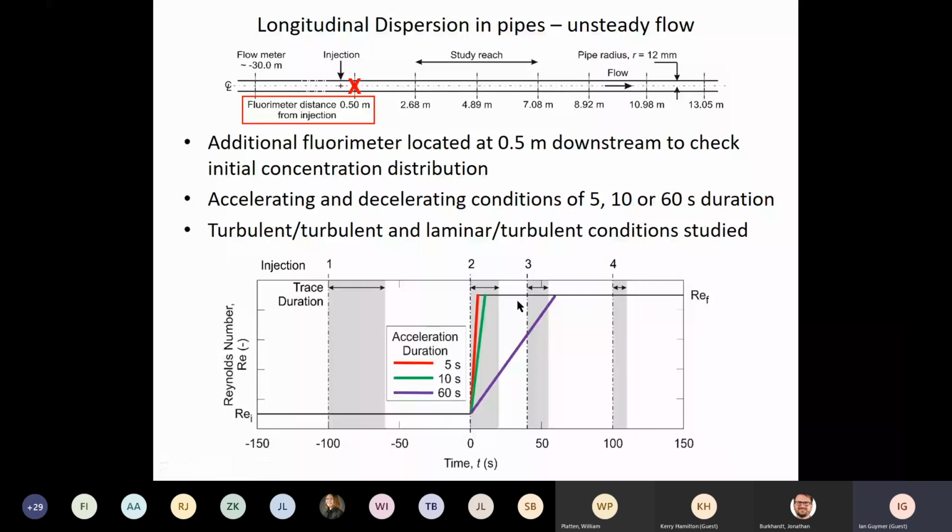We did from turbulent to turbulent, both accelerating and decelerating, and then we did it for laminar to turbulent and turbulent to laminar, accelerating and decelerating conditions. So there's a huge data set here, and I've just picked out a few to try and illustrate some of the results.